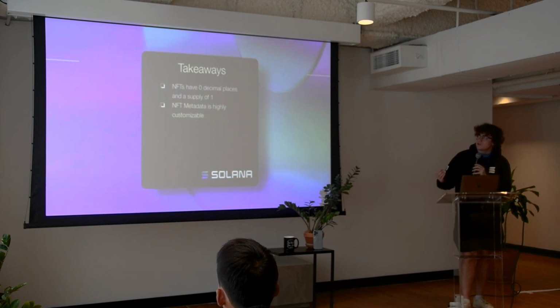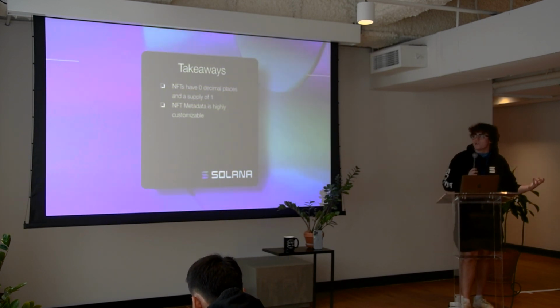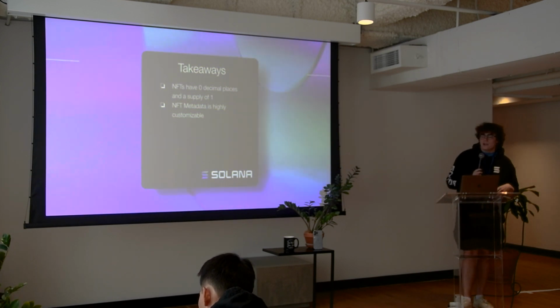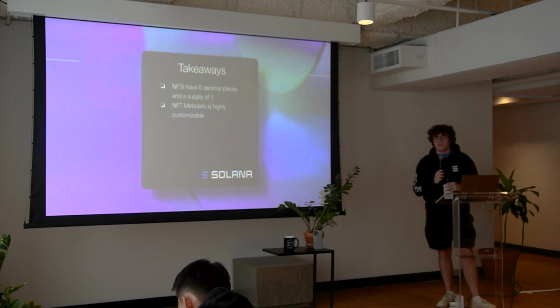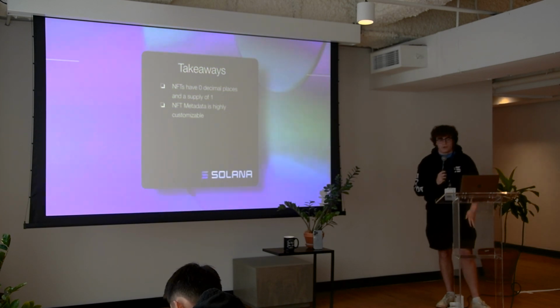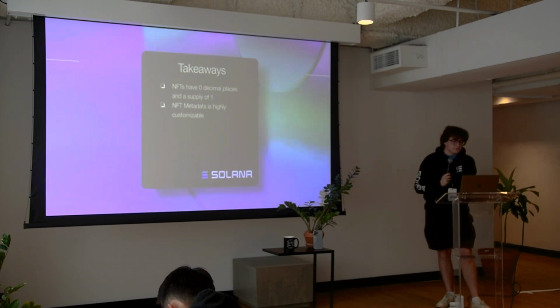So some of the takeaways, like I mentioned: NFTs have 0 decimal places and a supply of 1. There can only be a single SPL token associated with each NFT, and they cannot be natively fractionalized, though you can do it in some weird ways. And the NFT metadata is highly customizable, especially a lot more so than some other chains. You can do things like programmable NFTs, or store a large amount of data on chain, that you cannot do on things like Ethereum or even Layer 2s.